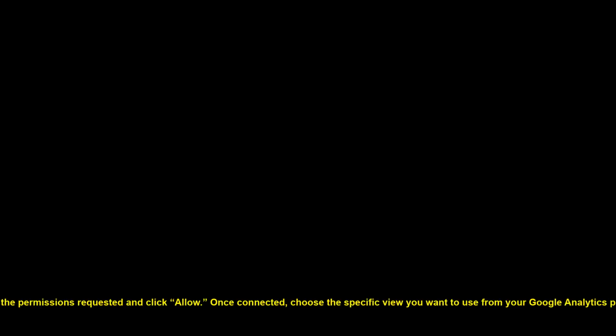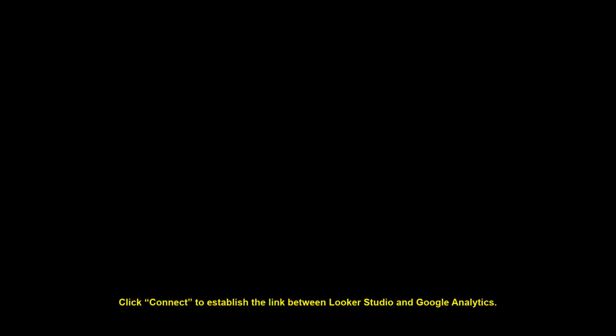Once connected, choose the specific view you want to use from your Google Analytics. Click Connect to establish the link between Looker Studio and Google Analytics. After connecting, you can customize the data fields to fit your report needs. Click Add to Report to finalize the data source integration.